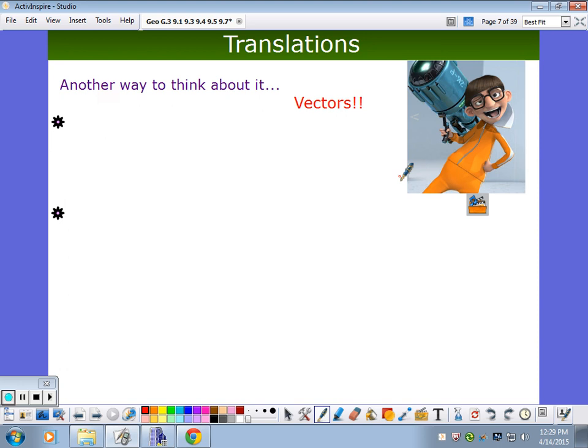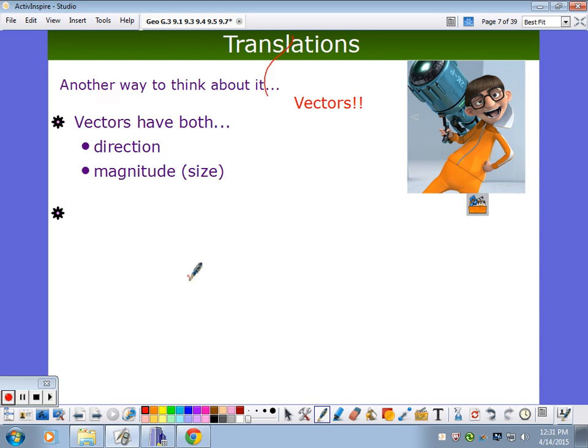So wait. We're going to learn what a vector is from this dude. A vector has direction, and you have to say it this way, and magnitude. Yes, it's from the movie. We have to say it that way. We just do. So what does that even mean? Well, you know what a direction is. A magnitude is a size. It's a number.